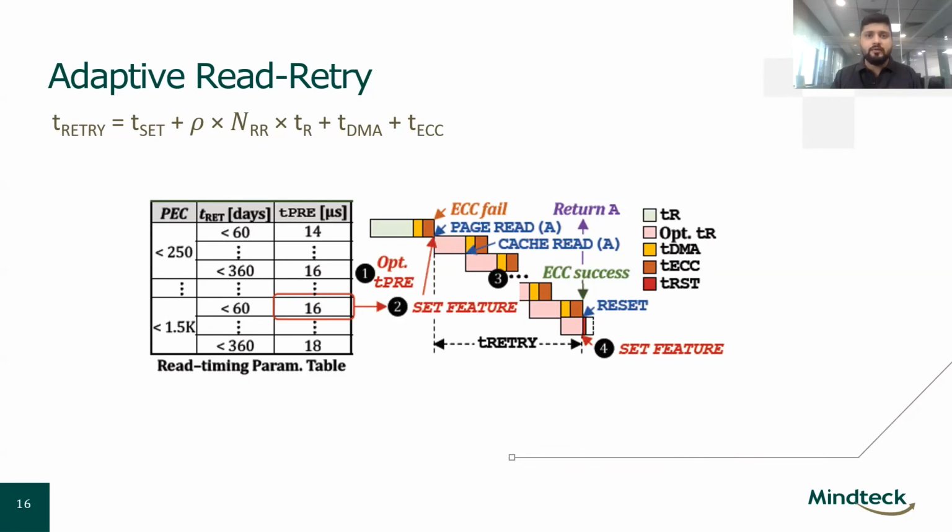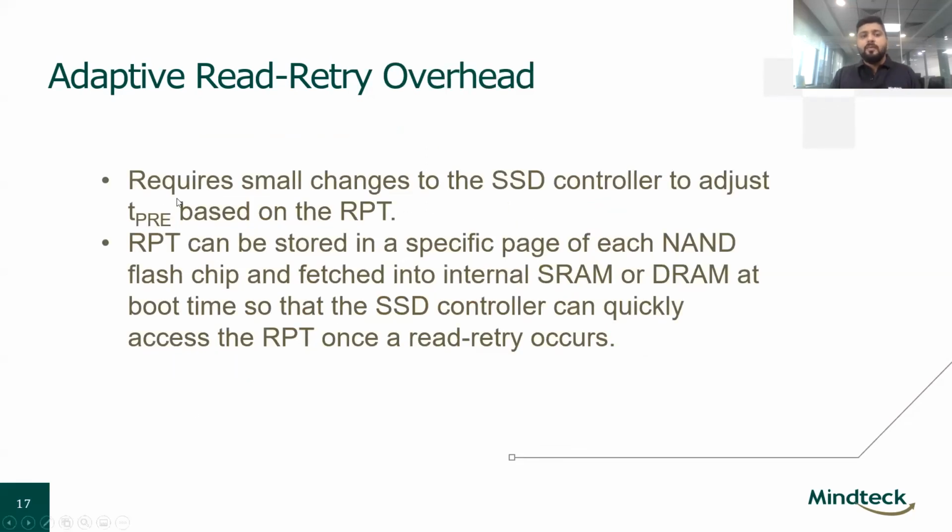Now what is the overhead of this mechanism? We require a small change in the SSD controller to adjust the key PRE based on RPT. And we have to store this RPT in a specific page of the NAND flash chip, so that at boot up time from the NAND flash chip, we can copy this data into internal SRAM and DRAM, and then the SSD controller can quickly access this RPT table once a read retry happens. So this much overhead we are seeing using this technology.